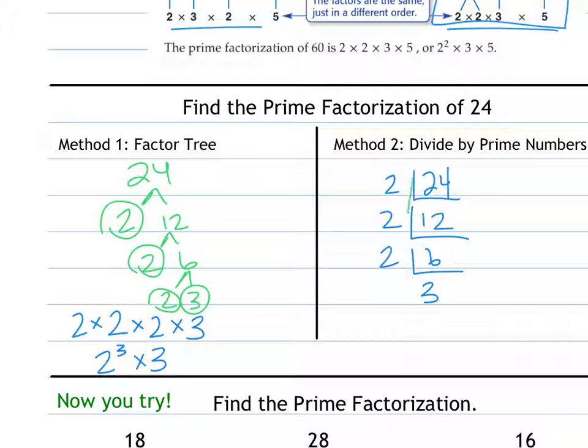these numbers that I have here on the outside, those are my prime factorized numbers. So 2 times 2 times 2 times 3. Or again, with the exponents, 2 to the third, because there's 3 of them, times 3. Either way, you end up with the same. So whichever method makes more sense to you. Like I said, you're going to see me using the factor tree. You have to decide what is better for you.